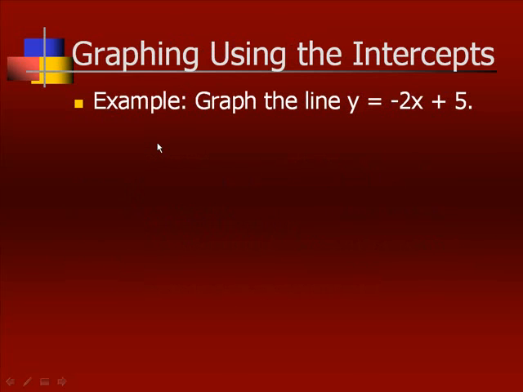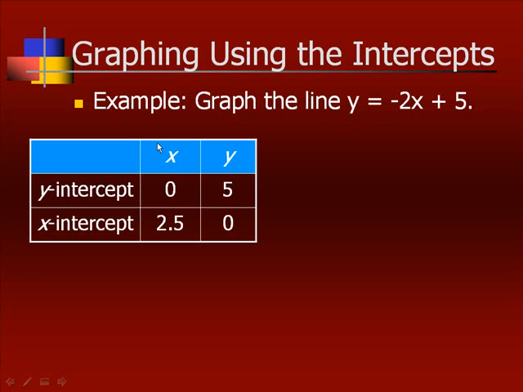Okay? So, for instance, if we wanted to graph using the intercepts. To graph the line y equals negative 2x plus 5, we're not just going to pick random points, we're going to pick particular points. We're going to go through the first time, let x be 0, find y, and then we're going to let y be 0 and find x.